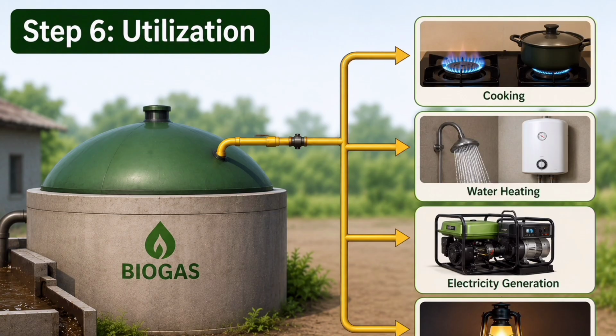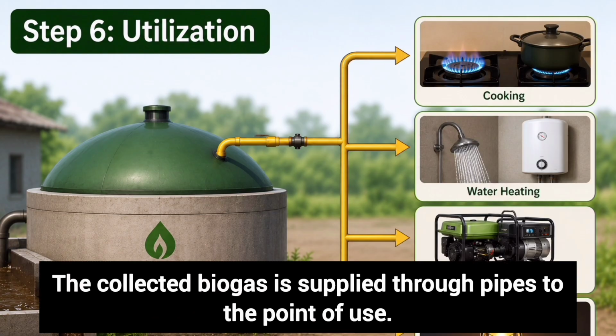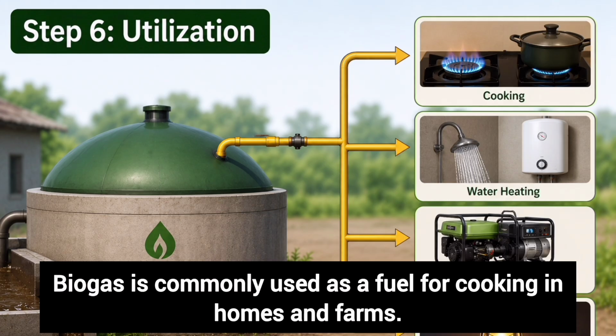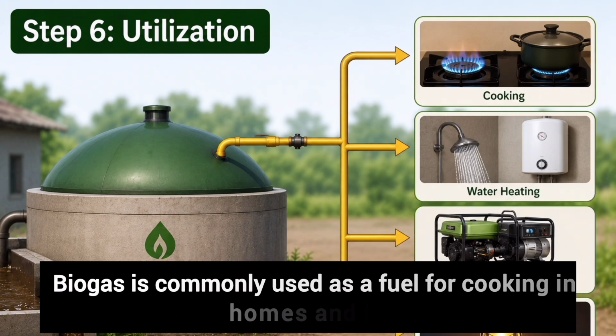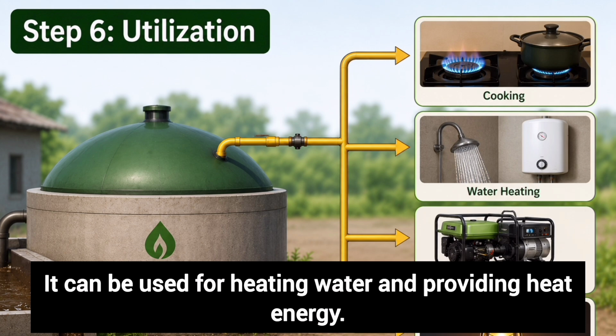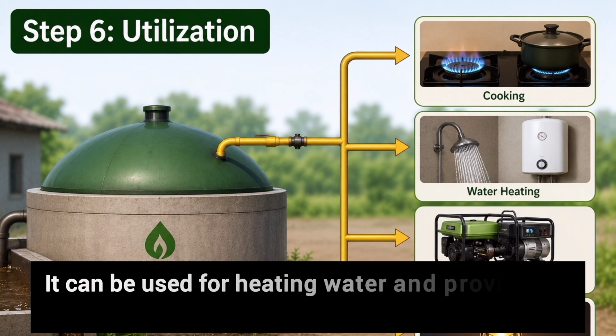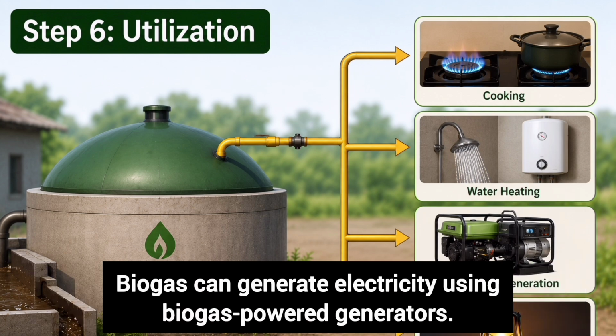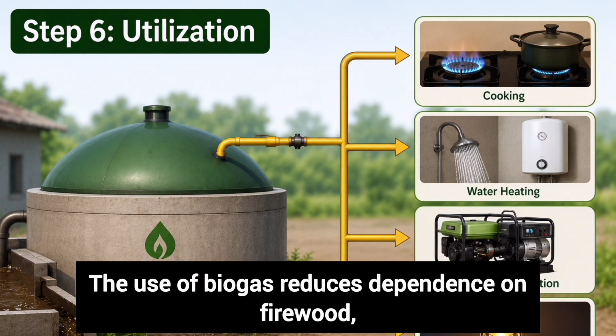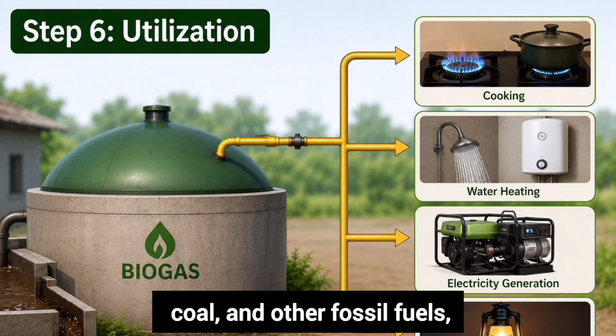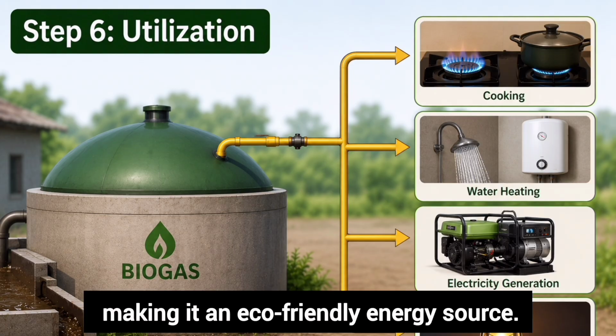Step 6, utilization. The collected biogas is supplied through pipes to the point of use. Biogas is commonly used as a fuel for cooking in homes and farms. It can be used for heating water and providing heat energy. Biogas can generate electricity using biogas-powered generators. The use of biogas reduces dependence on firewood, coal, and other fossil fuels, making it an eco-friendly energy source.